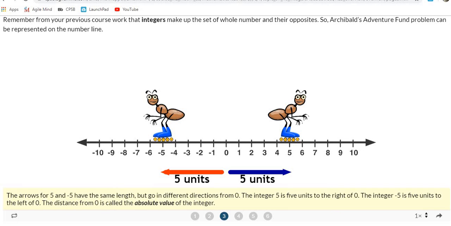5. Can you ever have a negative distance? No. Distance is measured. Have you ever seen a ruler or any kind of measurement that is negative? No. That means it's invisible. It goes back in time. Can you measure back in time? No.